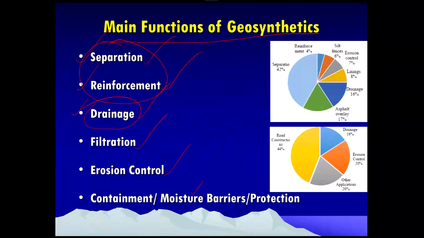This is the application as of right now. Separation is about 42% across the world, reinforcement is 4%, and then silt fence, erosion control, canal lining, drainage purposes, and also asphalt overlay. And if you come to India, I was looking, roads account for 44%, drainage is 16%, erosion is this much, and other applications are 20%. So these are the main functions of these materials.